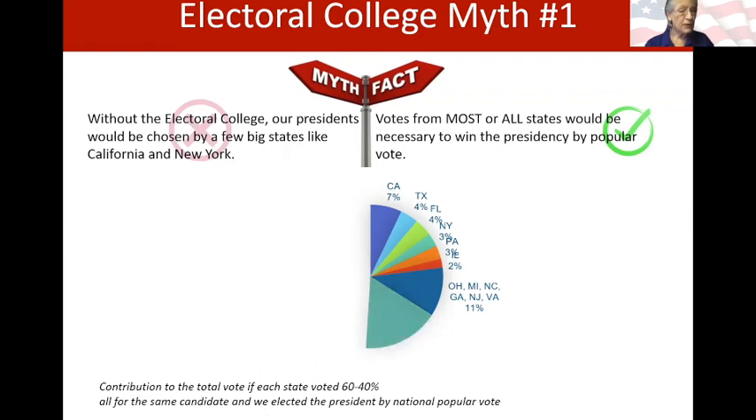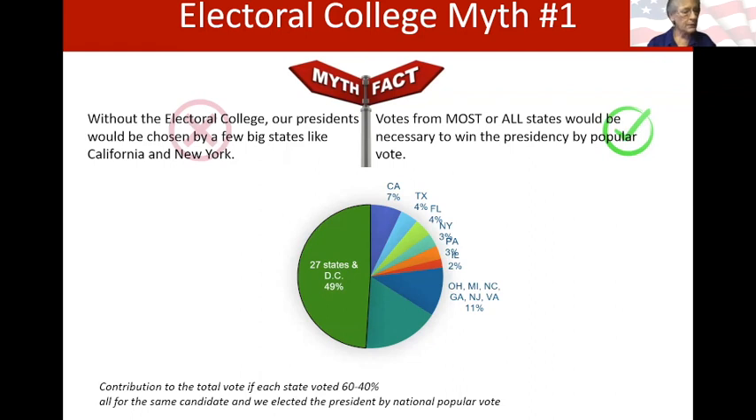In fact, it would take the votes of 27 states to get us over the 50% threshold, even in this incredibly lopsided scenario of all those states voting 60% for the same candidate. In reality, of course, California and Texas might go for different candidates, in essence, canceling each other out. And the margins of victory would likely be much smaller than the 60 to 40 that we're talking about, which means it would take even more states' votes to get us to 51%.